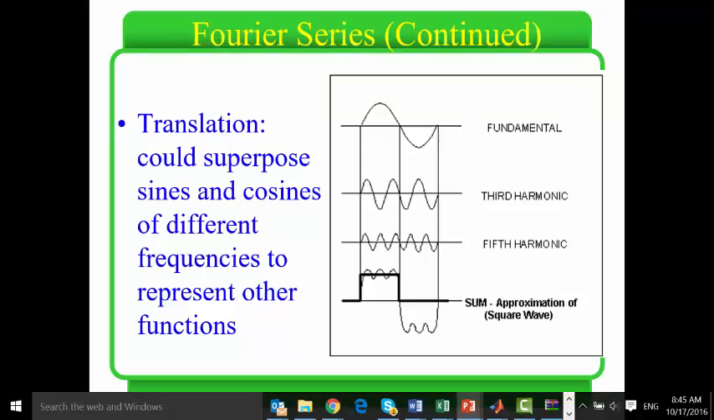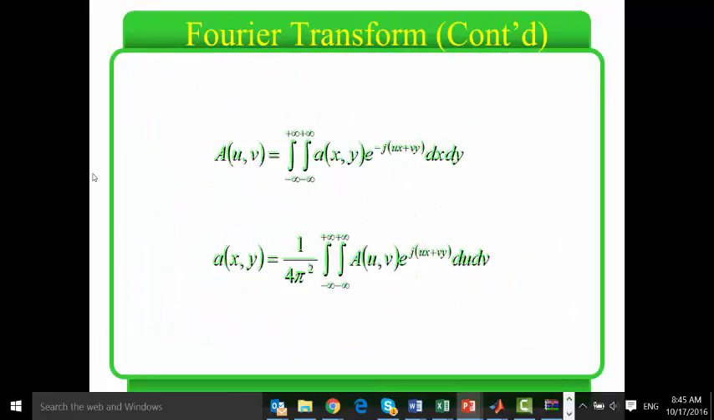It is saying that with this translation, we could superpose sines and cosines of different frequencies and different amplitudes to represent other functions. Here the Fourier transform that we are used to is a double integration of the original signal multiplied by e to the power minus j, ux dy dx dy, where x and y are the dimensions of the original space, and u and v are the dimensions of the frequency space, the frequency domain. So here, for example, x and y are the spatial domain, and u and v are the frequency domain.